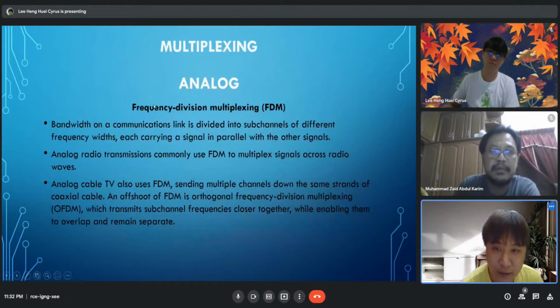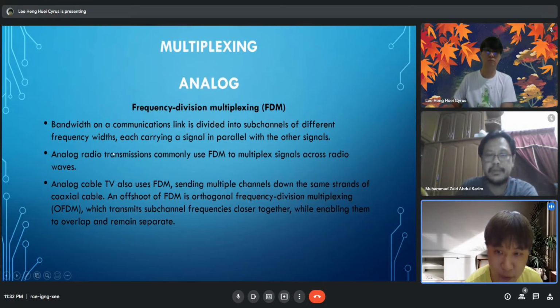And the multiplexing for the analog type, we have the frequency division multiplexing. This is the bandwidth of a communication link that is divided into subchannels of different frequencies, each carrying a signal in parallel to the other signals. Analog radio transmission commonly uses FDM to multiplex signals across the radio wave, and analog cable TV also uses FDM to send multiple channels down the same strand of coaxial cable.